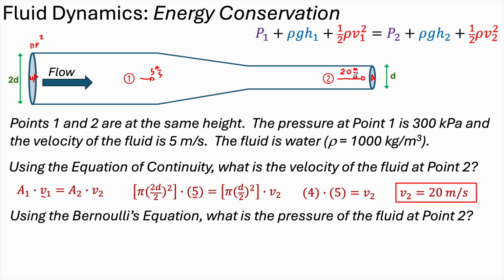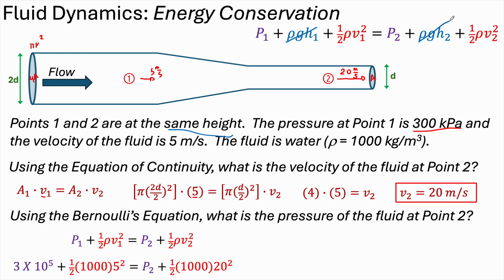And now, using Bernoulli's equation, what's the pressure at point 2? We're given the pressure over at point 1 is 300 kilopascals. So plugging in what we know. Well, first of all, you might say, wait a second, how'd you get rid of the heights? Well, we were told that these two things are at the exact same height. So what did I do? These two terms would be exactly equal to each other. I subtracted them from both sides.